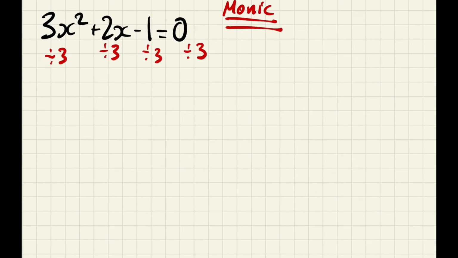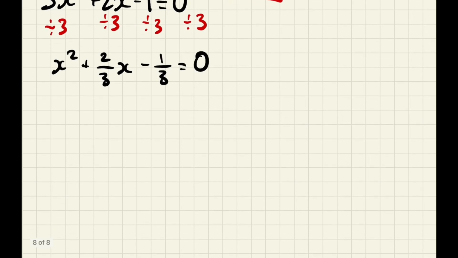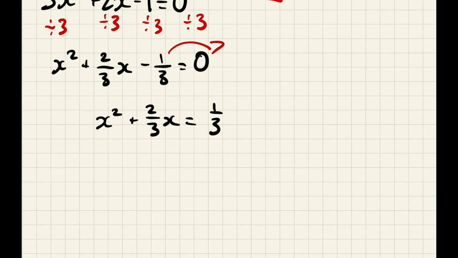So let's do that. So then we'll have x squared plus 2 on 3x minus 1 on 3 is equal to 0. And as soon as we've done that, we can then proceed to use our completing the square method. So let's start by moving the 1 on 3 across to the other side. When we do that, we'll get x squared plus 2 on 3x is equal to positive a third. That's just adding 1/3 to both sides.